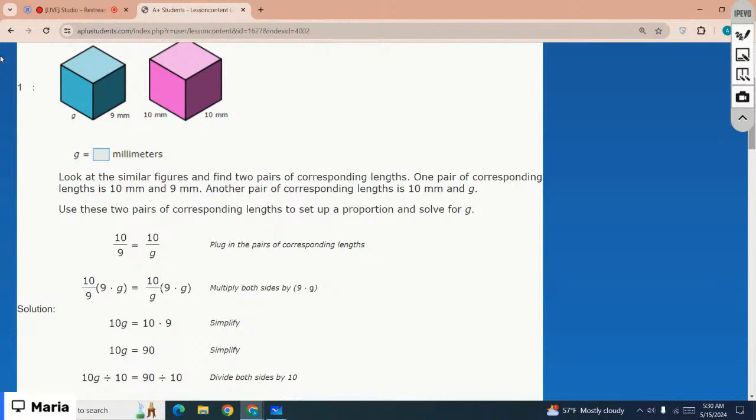Look at these similar figures and find two pairs of corresponding lengths. One pair of corresponding lengths is 10 millimeter and 9 millimeter. Another pair is this side and this side, which are similar. So just make a proportion and solve for G, right? That is 10 over 9 equals 10 over G. Just solve this proportion. G equals 9.